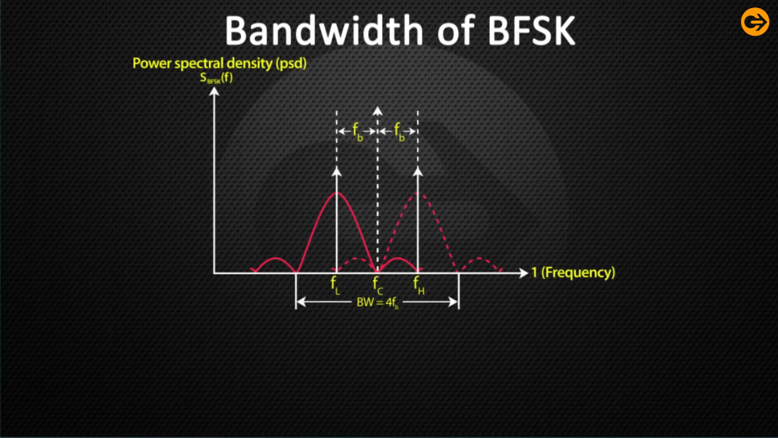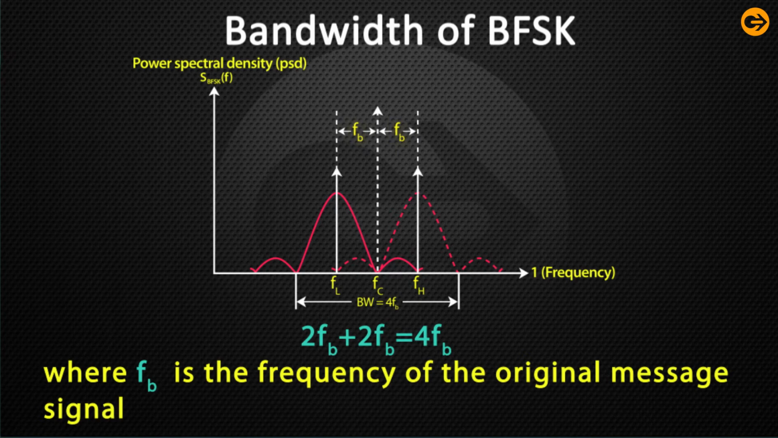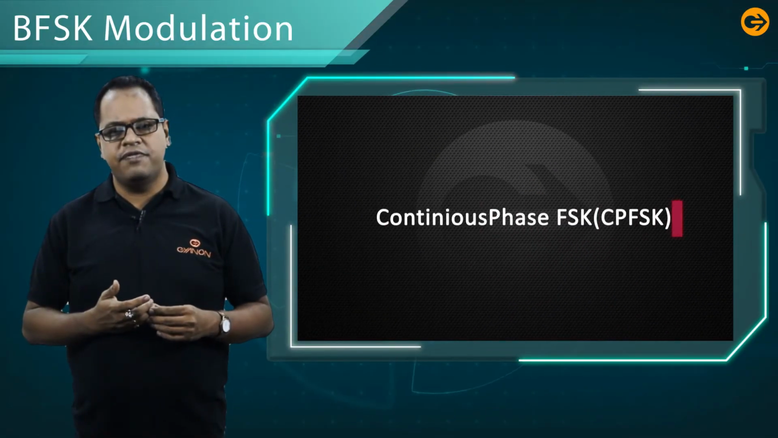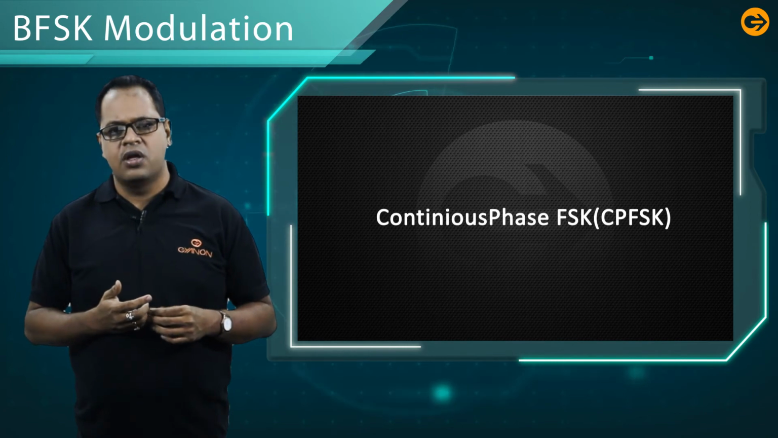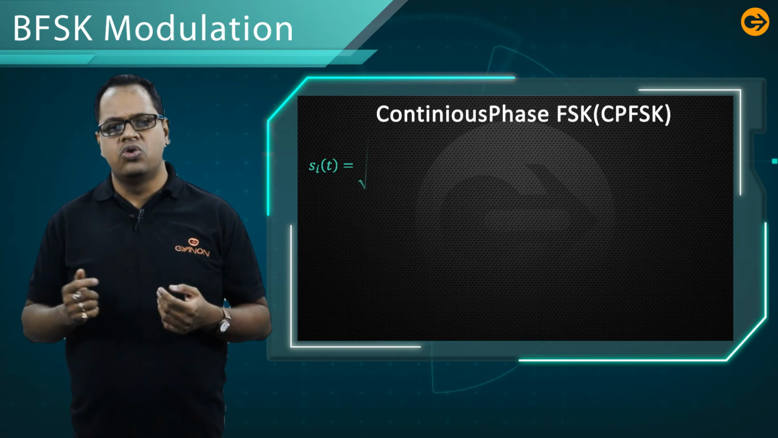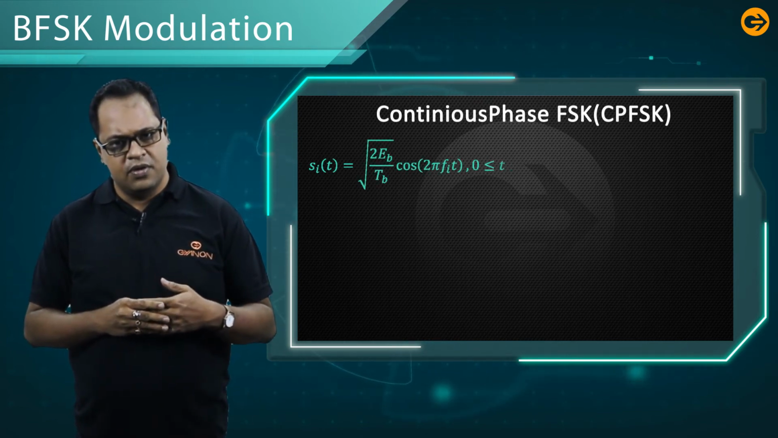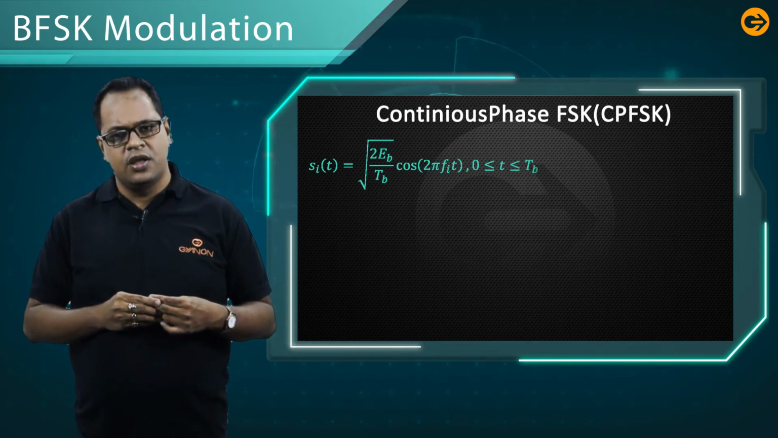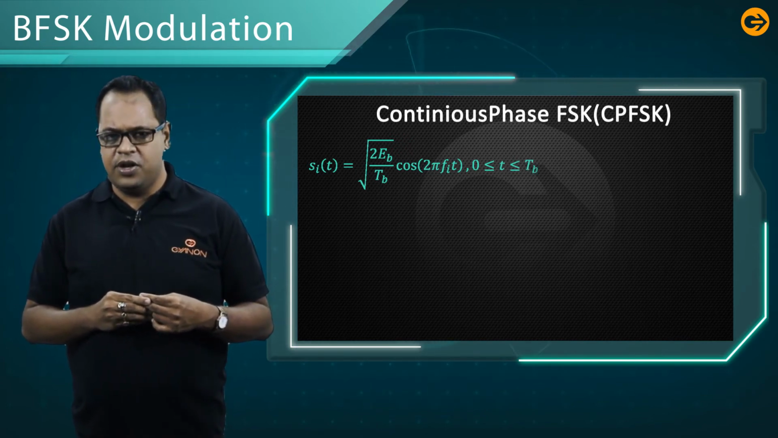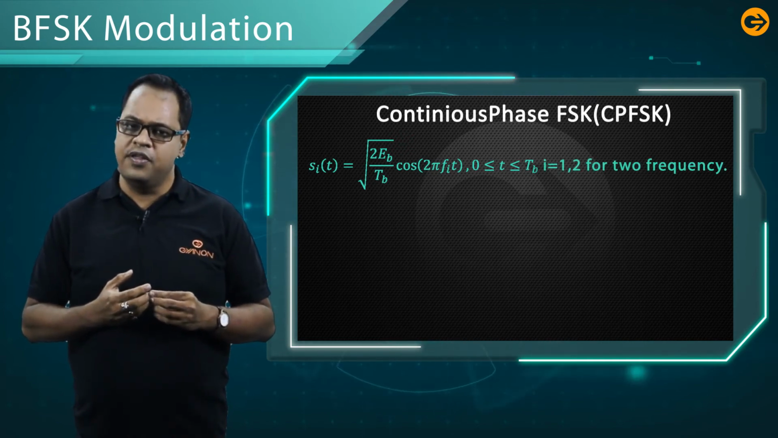Now, let us discuss what is the bandwidth of this BFSK. The bandwidth of BFSK is 2 fb plus 2 fb is equal to 4 fb, where fb is the frequency of the original message signal. Now, let us discuss continuous phase frequency shift keying or CPFSK. It is given by s_i(t) is equal to root 2 Eb by Tb cos 2 pi f_i t, where small t lies between 0 and capital Tb. i is equal to 1 and 2 for 2 frequency levels.